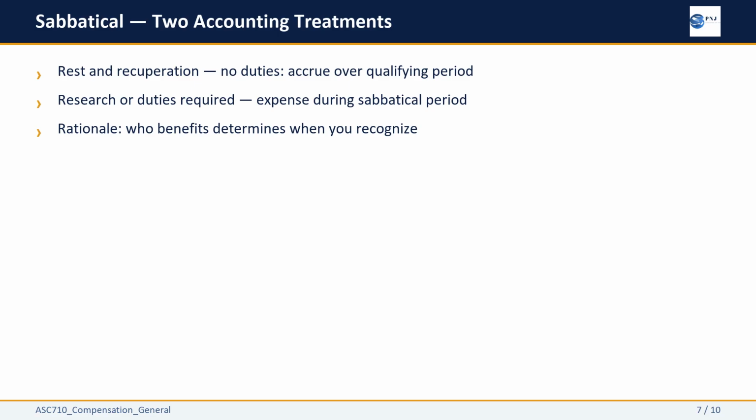If the sabbatical is purely for rest and recuperation, the employee takes the time off with no work-related obligations. The cost is accrued over the qualifying period of service. The employee earned it by working those years, so the expense belongs in those years. But if the sabbatical requires continued duties, research, reporting back, publishing, then the employer benefits through the employee's sabbatical activities. That is not a reward for past service. It is a current period cost. Recognize it during the sabbatical, not over the years leading up to it. The rule follows a simple principle. Who benefits from the arrangement determines when you recognize the cost.